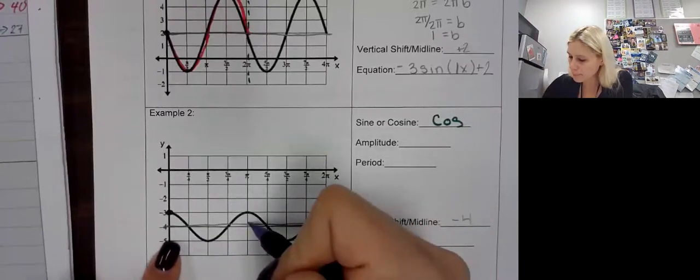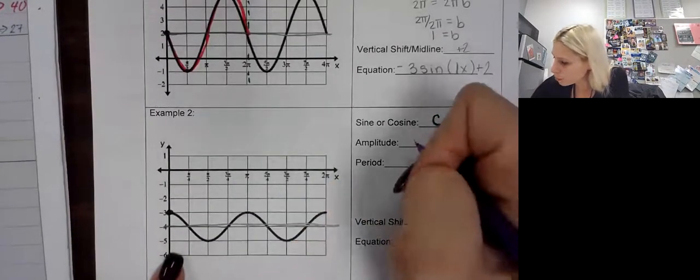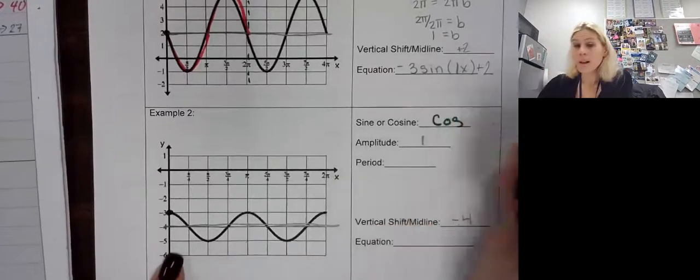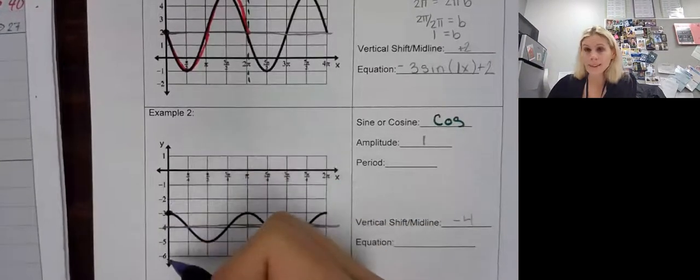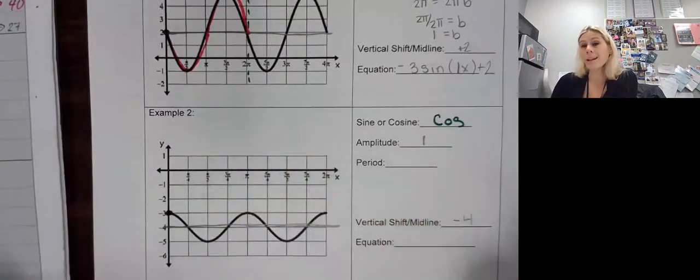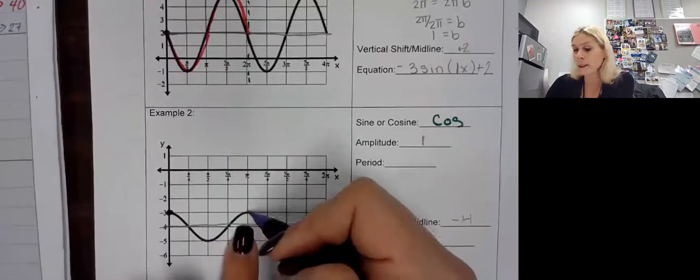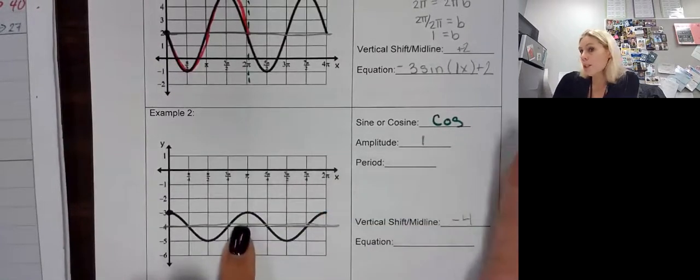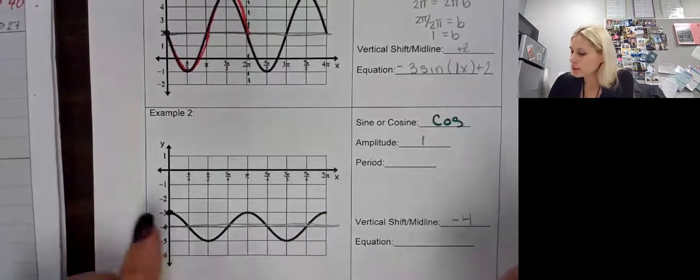Okay, how far up? How far down? Well, it looks like 1. Now, also be careful about your units, guys, because if these units change, it might not be by 1. Yes, it's 1 square, but each square could be 2. You never know. Okay, so be careful.